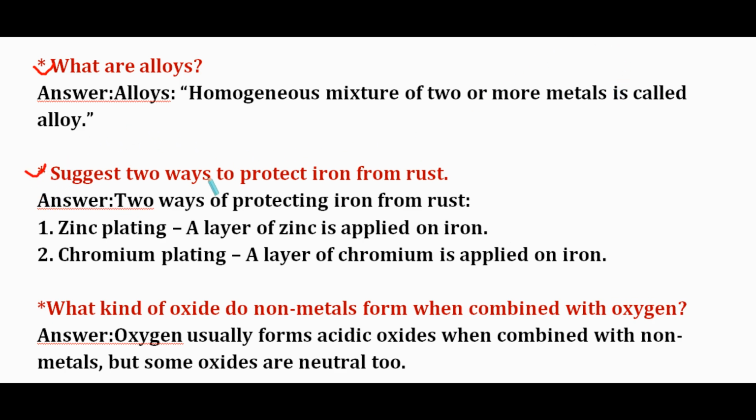Next question, suggest two ways to protect iron from rust. Two ways of protecting iron from rust: Zinc plating, where a layer of zinc is applied on iron. Chromium plating, where a layer of chromium is applied on iron. You can write another method to protect iron from rust.